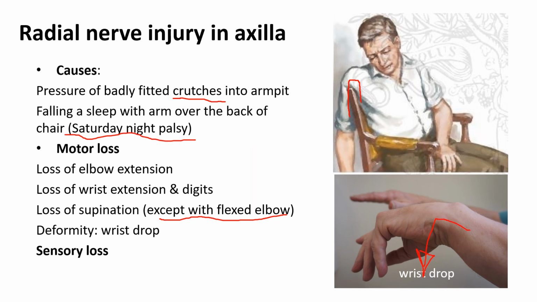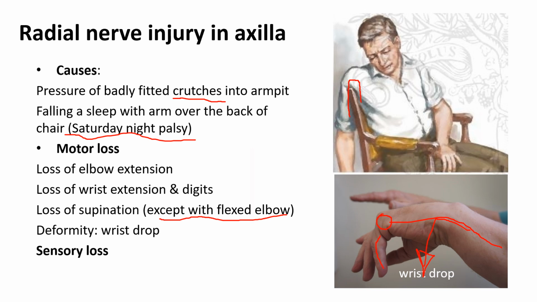This is because of the effect of gravity on the hand with loss of extension of the posterior compartment of the forearm. We will also lose the extension of the metacarpophalangeal joints, and still we preserve the extension of the interphalangeal joints because of the function of the small muscles of the hand.